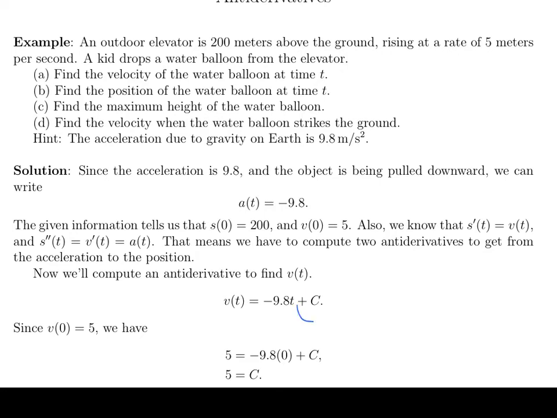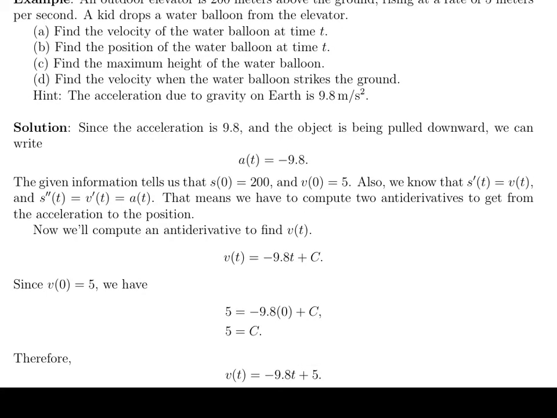We can put that back in here to get our velocity function. So v of t is equal to negative 9.8t plus 5. That's the velocity function. It tells us how fast this thing is moving at any given time, and it also gives us the direction of the velocity, whether it's up or down. We'll compute one more antiderivative to get the position.